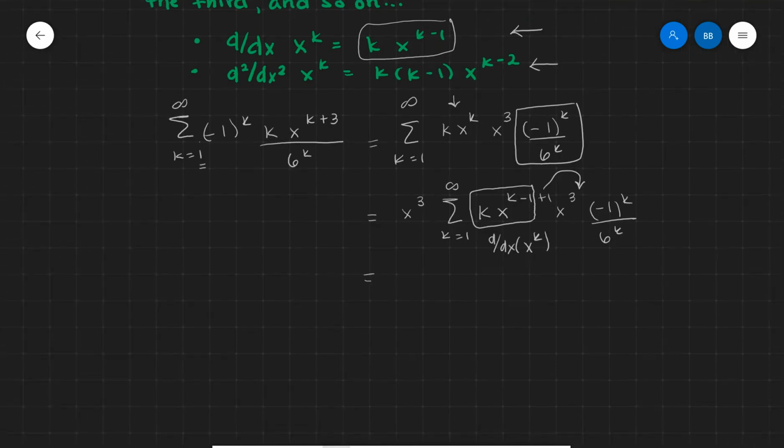All right, so our next line, x cubed times the summation, k equals 1 to infinity. Rewriting this as the derivative, d dx of x to the k. Mushing these two numbers together, we got x to the 4th, and then just rewriting the rest of it, negative 1 to the k over 6 to the k. Now I'm taking a derivative with respect to x. Oops, I have that x in there twice. Sorry.